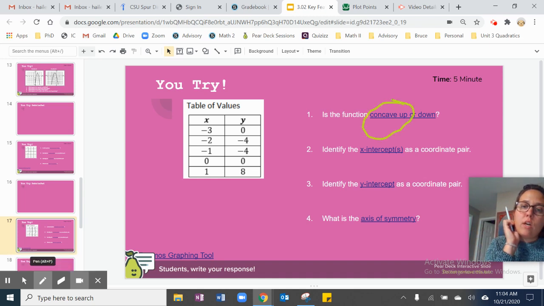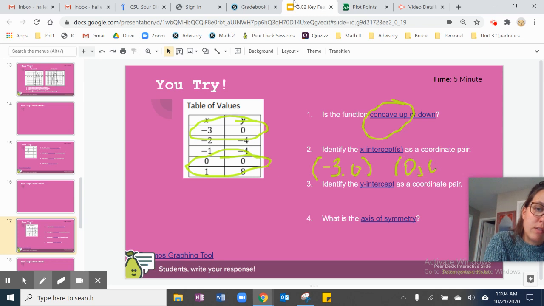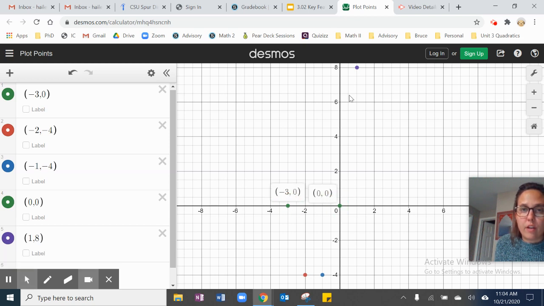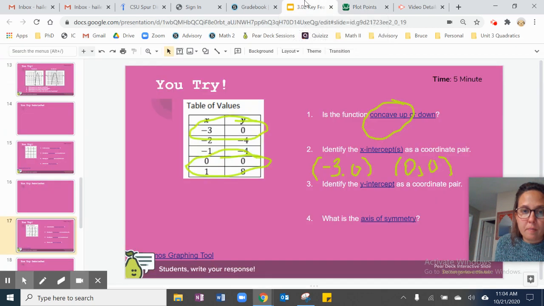So then identify the x-intercepts. Well, x-intercepts are where y equals 0. So by looking at the table, we see 2 of them. So we can write those in, -3, 0, and 0, 0. But if we look at the graph, we can click on the green points, -3, 0, and 0, 0. There they are, and they give you the coordinates.